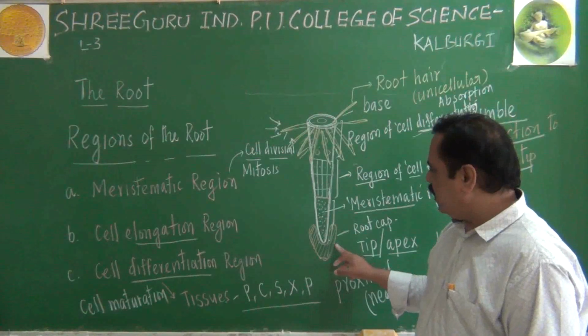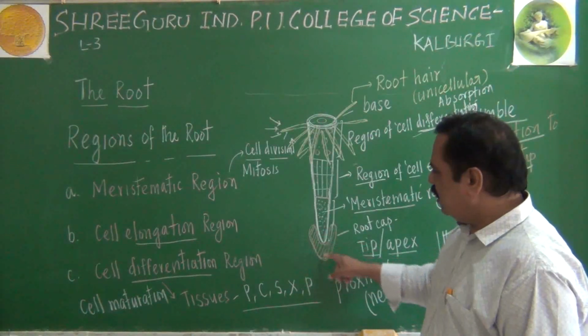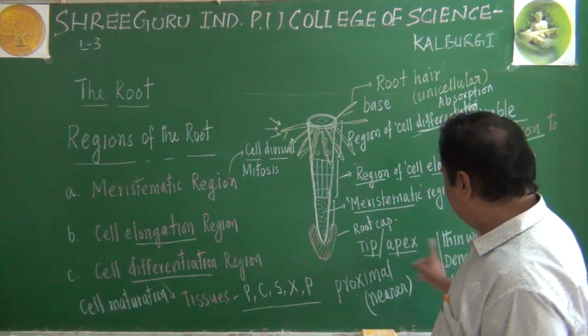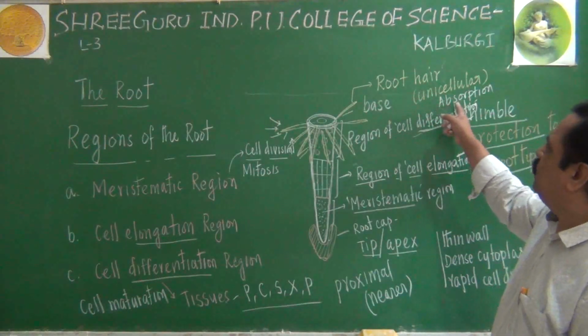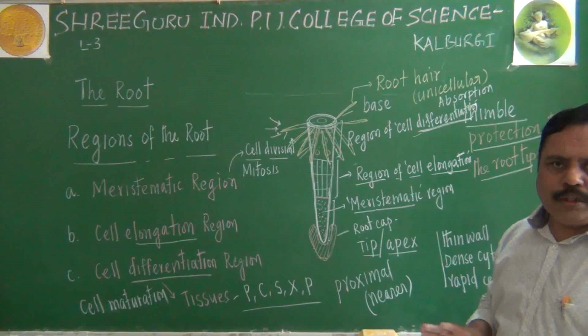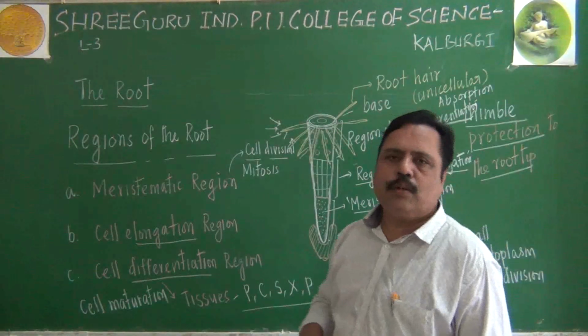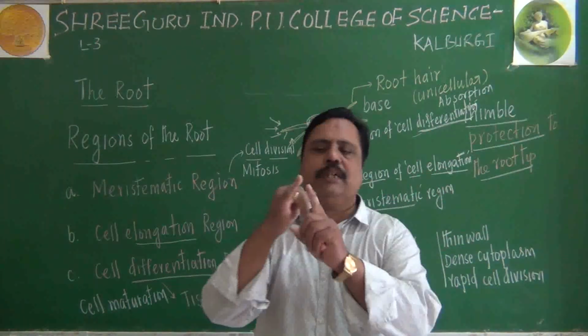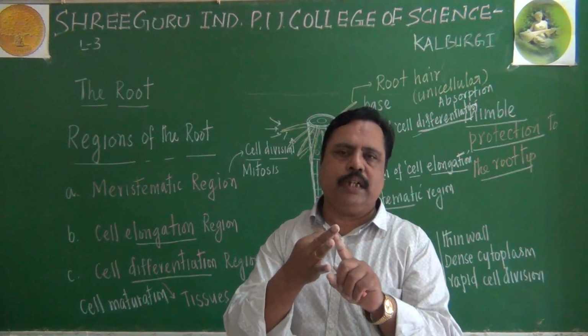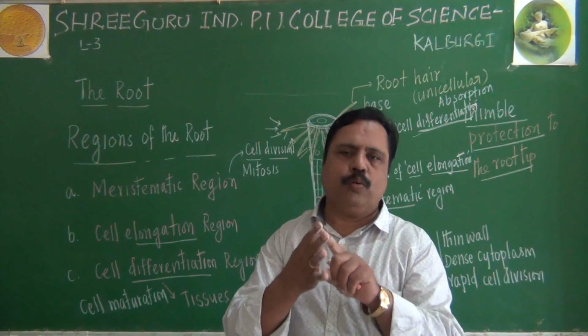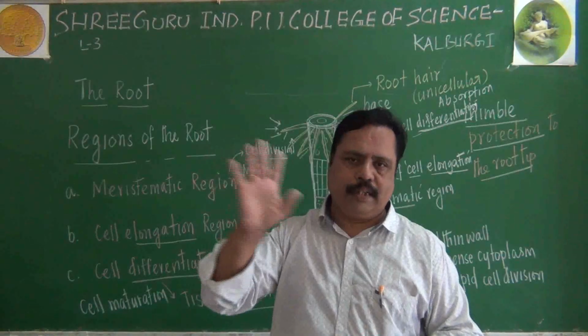What is the function of the cap? The root cap is meant for protection. What is the function of root hair? It is meant for absorption. Do you get my point? 5 points you have to remember: meristematic area, cell elongation area, cell differentiation area, root cap and root hair.